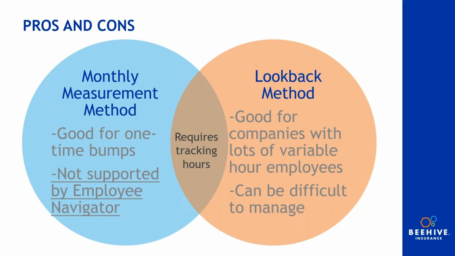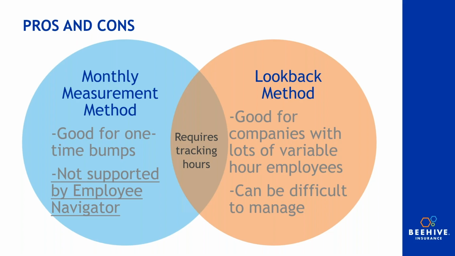Sorry, a quick question on the monthly measurement method. How does that work when an employee works 130 hours in one month and then the next month they don't and they flip back and forth? And then when is that offer supposed to occur? I mean, at the beginning of the month, you don't know that they're going to work 130 hours. Yes, that's what makes the monthly measurement method difficult. And that's why it's better for one-time bumps that you can kind of predict.